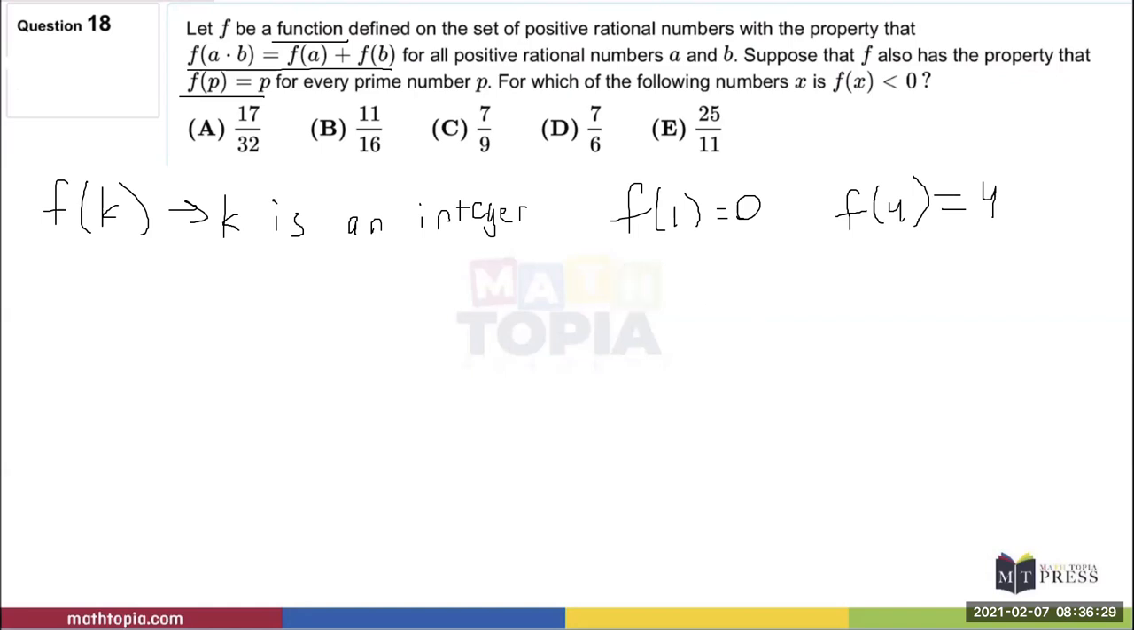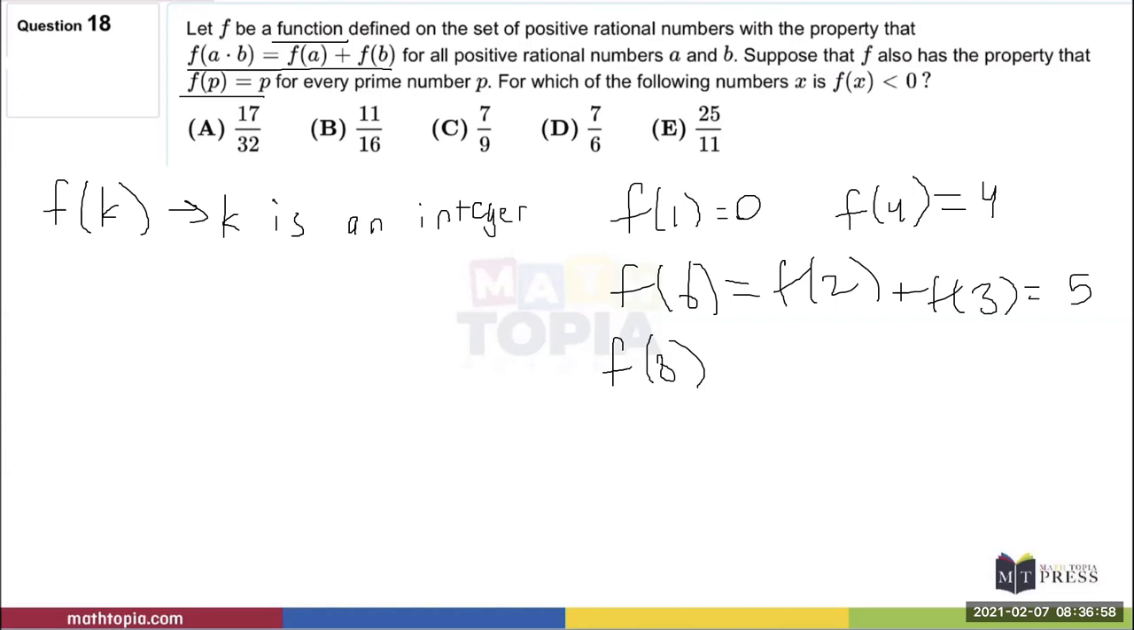Let's move on. f of 5 is just going to be 5. Let's go to f of 6. f of 6 is also the product of two primes, so we can express it as f of 2 plus f of 3. And that's just going to be equal to 5, because f of 2 and f of 3 are 2 and 3 respectively.